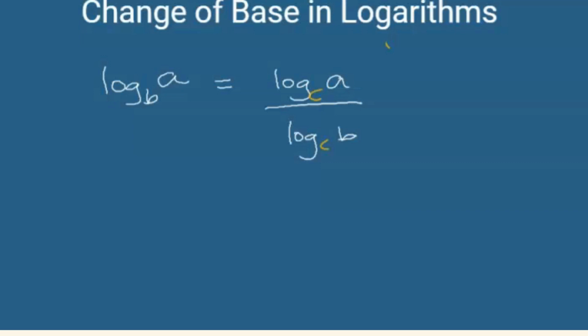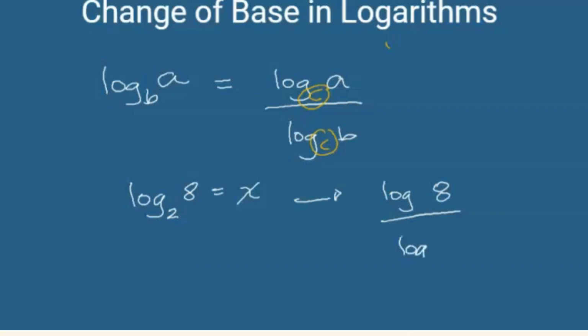It can be 10, 7, 5. As long as they have the same base, we'll get the answer. So let's have an example. Let's have the logarithm of 8 to the base 2 is equal to x. So change of base using the formula, it will be logarithm of 8 over the logarithm of 2. Using the calculator, logarithm of 8 divided by logarithm of 2, it will show that the answer is 3.